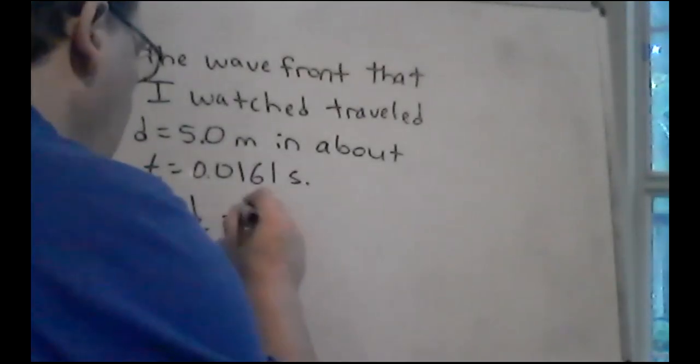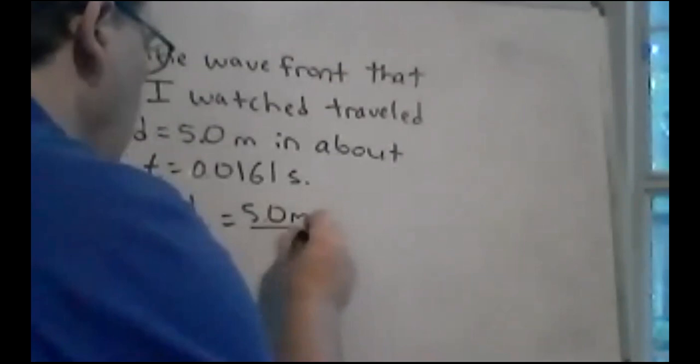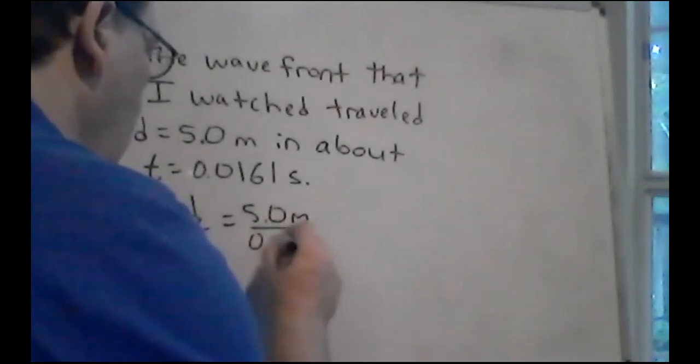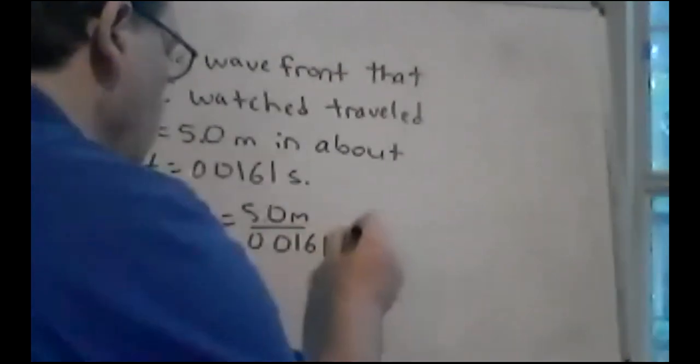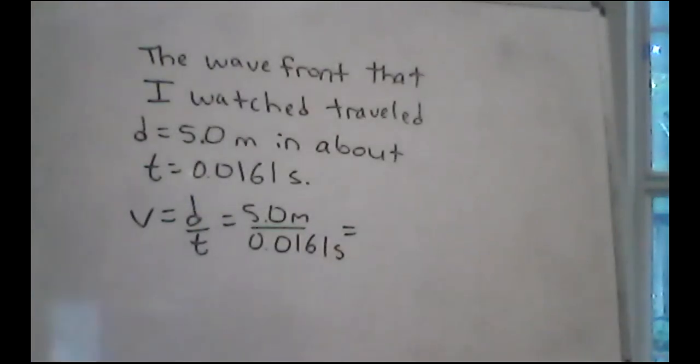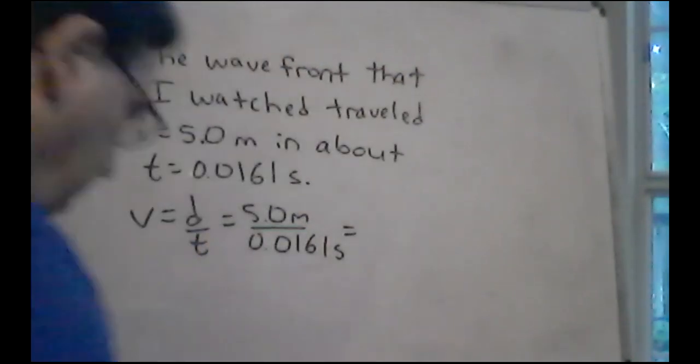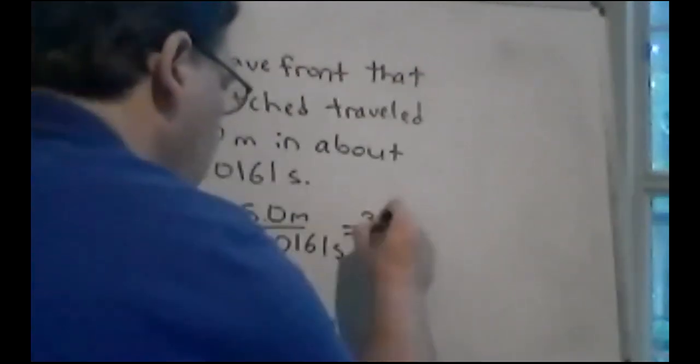And so it'll be 5.0 meters divided by 0.0161 seconds. And let's see what I get when I do that calculation. 5 divided by 0.161. Oh, that's not right. 5 divided by 0.0161. I mean, not terrible. I say about 311 meters per second. It's a little bit low.